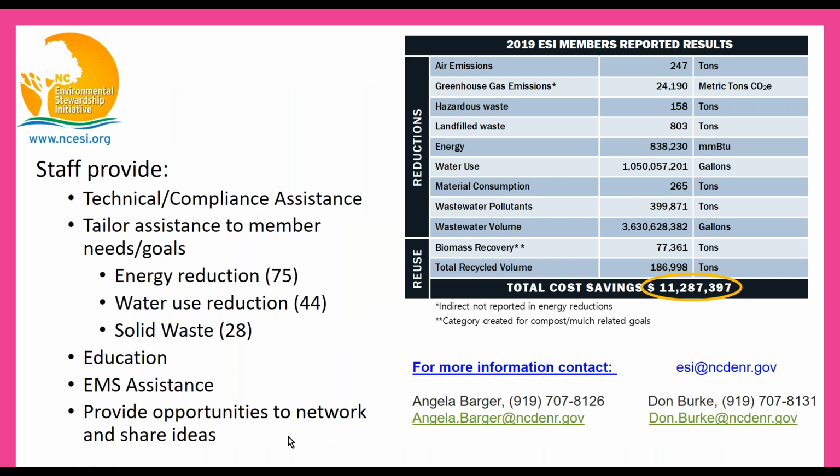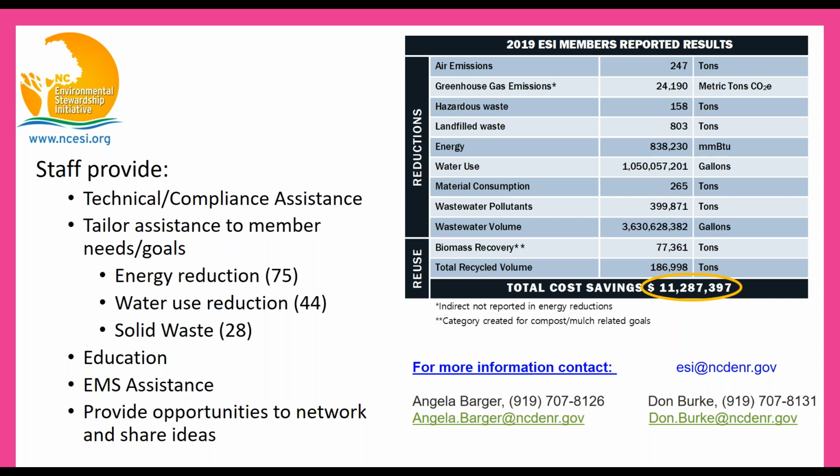Okay. So what do we provide our members? We provide technical and compliance assistance, and we really tailor that assistance to what our members' needs and goals are. So you can see from the annual reports that our members provided to us in 2019, our members identified 75 different energy reduction goals, 44 water use goals, 28 solid waste goals, and then there were a bunch of other goals that may be specific to that facility. And you can see from the graph on the right, those are the results that our members reported to us.